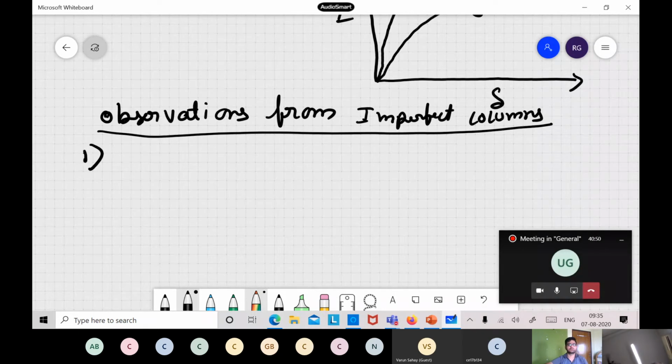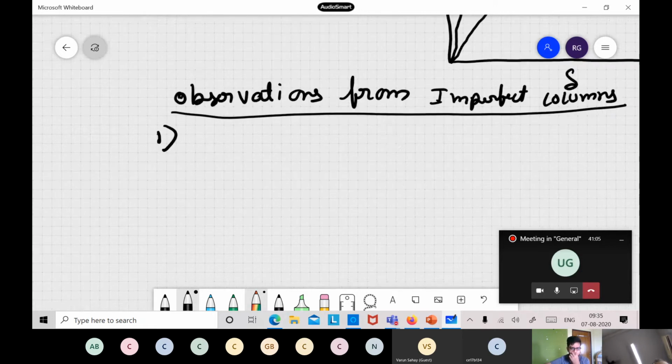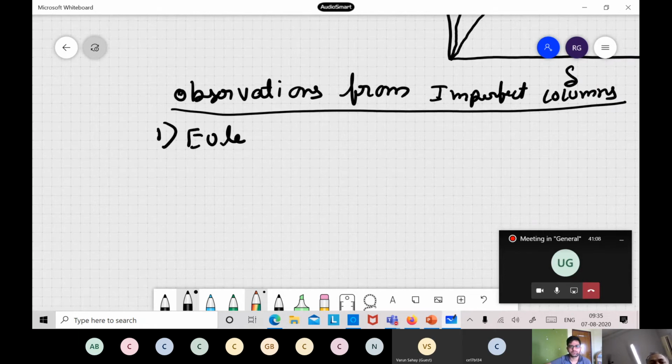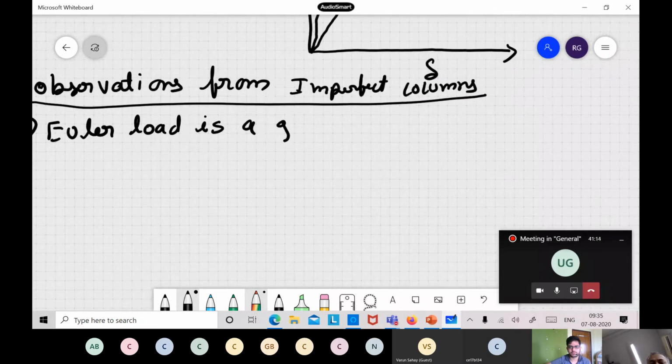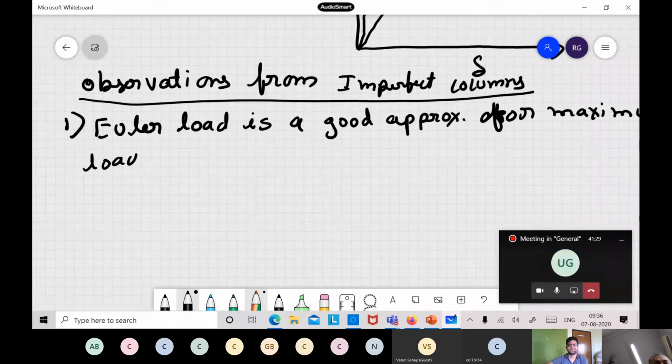The most important thing is that in both cases, whether it is initially bent or an eccentric column, we have observed that Euler's buckling load is the maximum. They cannot exceed Euler's buckling load. You followed, right? Euler's load is a good approximation of the maximum load, for both imperfect and eccentric columns.